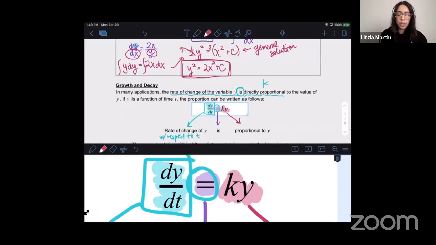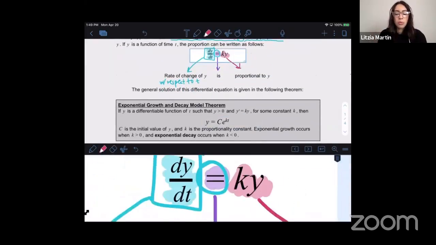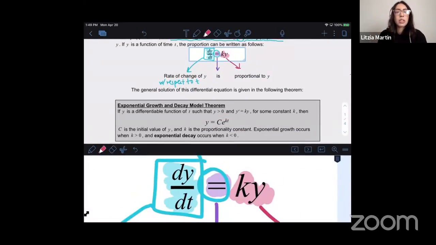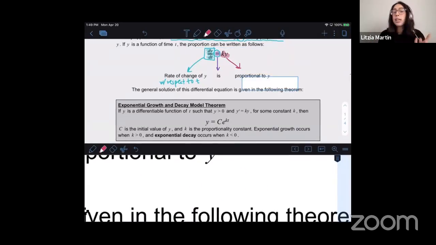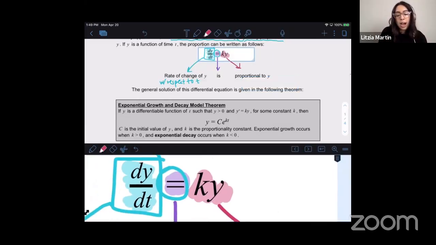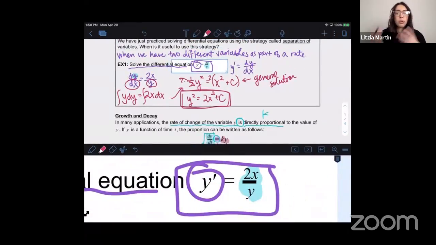And so we are going to take this equation and find the general solution to it. So what y is actually equal to. And since this is a rate of change, we know how to take a rate of change and turn it into a y equation.